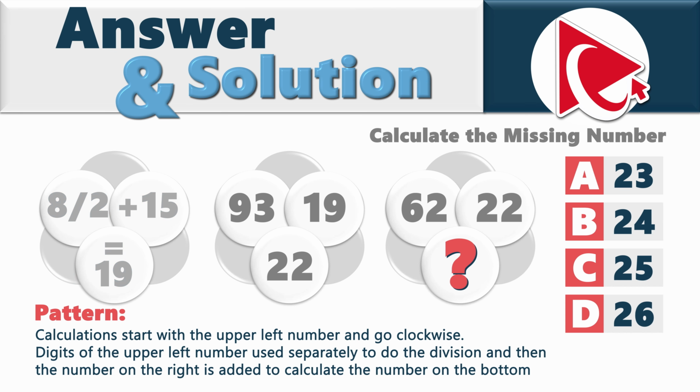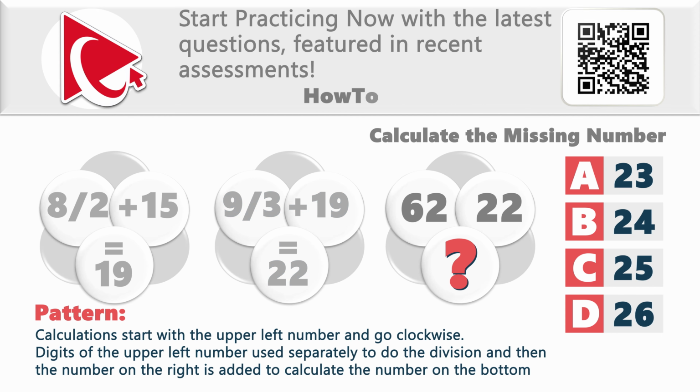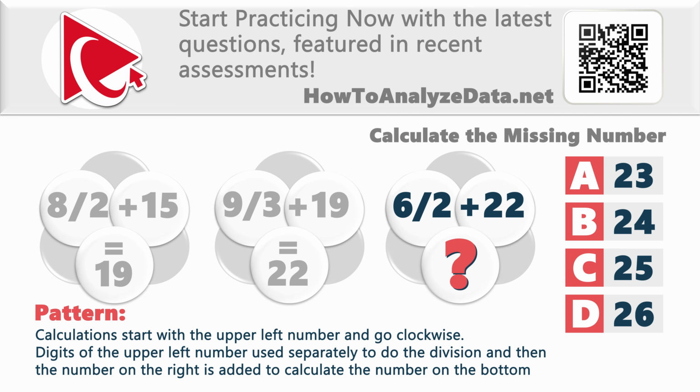Let's confirm this pattern with the next shape. 9 divided by 3 plus 19 equals 3 plus 19 and equals 22. And now is the magic time. Let's calculate the missing number. 6 divided by 2 plus 22 equals 25. So the correct answer here is choice C, 25.